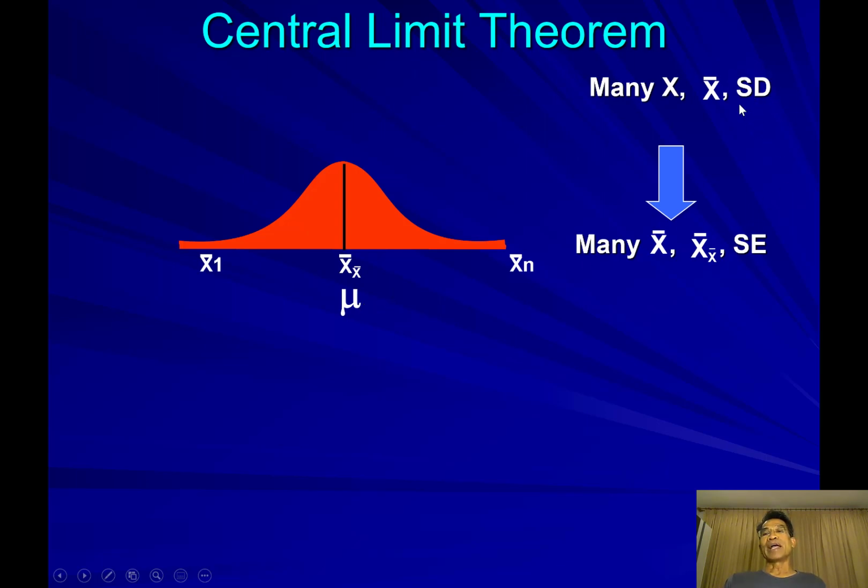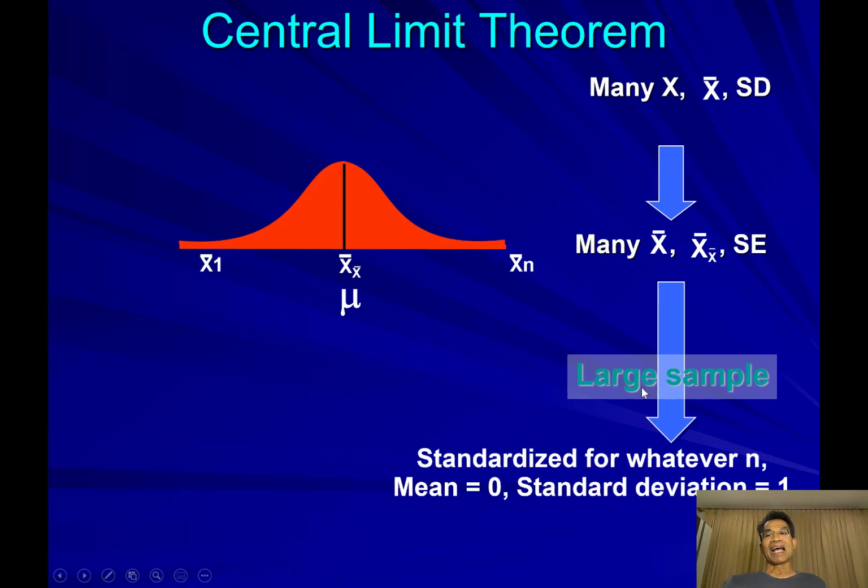Now, take a look at the variation of the data. In raw data, we call it standard deviation. But the standard deviation of the distribution of the X bar, we call standard error. So remember that SD is for raw data, SE is for repeated samples, or the variation of the sampling mean.